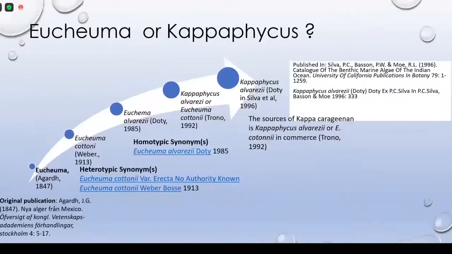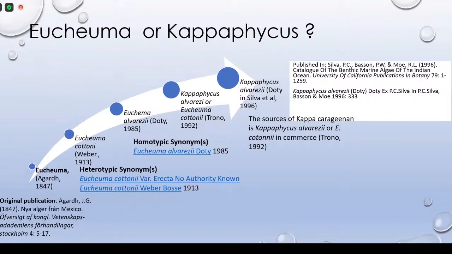And sometimes we call this type Euchema or Kappaphycus. Sometimes the farmer uses Euchema, but the scientists use Kappaphycus for the present time.